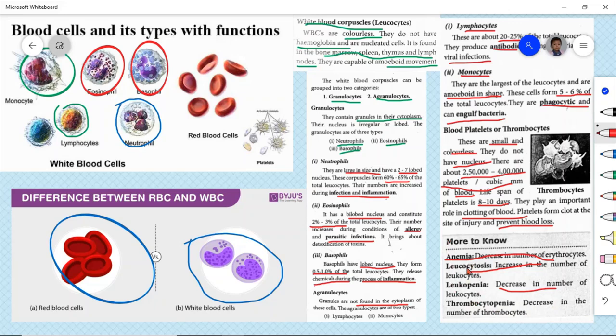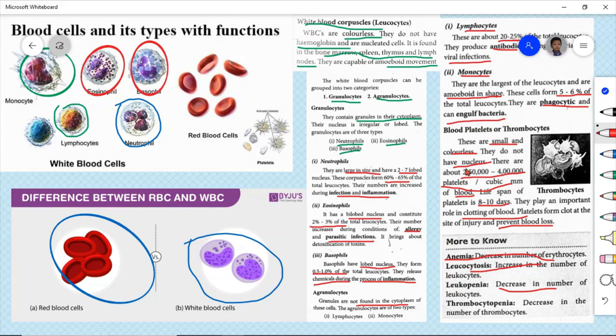One-word questions are there. Anemia means decrease in the number of erythrocytes. Leukocytosis means increase in the number of leukocytes. Leukopenia means decrease in the number of leukocytes. And thrombocytopenia means decrease in the number of thrombocytes. Understood everyone? From here we have studied so many questions. One 7-mark question is there, then more to know, the one-word answers.